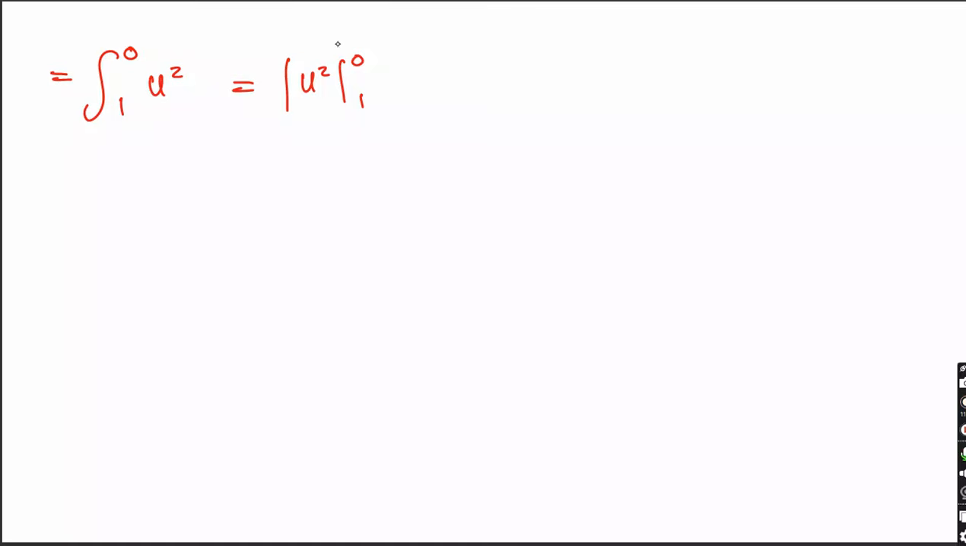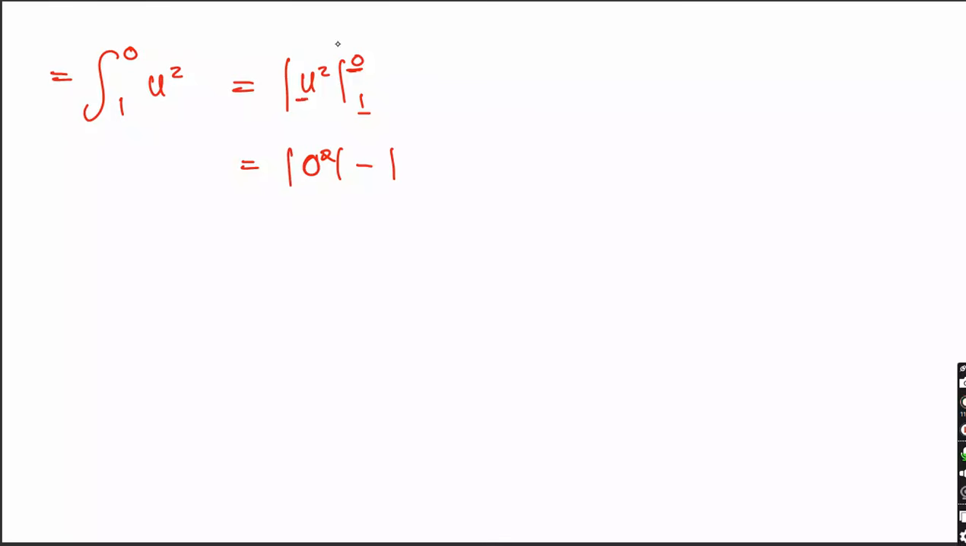So what we are going to do, we are going to replace where there is u with 0. Where there is u, we put 0. We say 0 squared. Then we are going to subtract the same way that we did with 0, we do with 1.